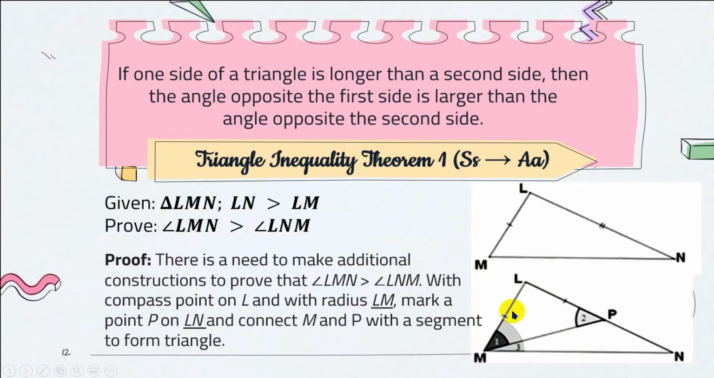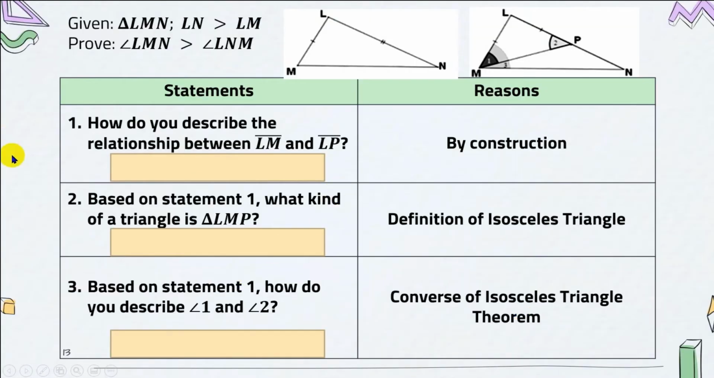So dahil ang side ng triangle na ito ay nanggaling sa LM at nag-form tayo ng another triangle with the side LP based from the side LM, so we can say that on our first statement, side LM is congruent to side LP by construction. Okay? So, LM and LP by construction po, they are congruent.